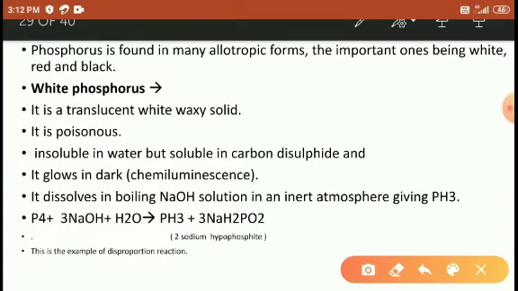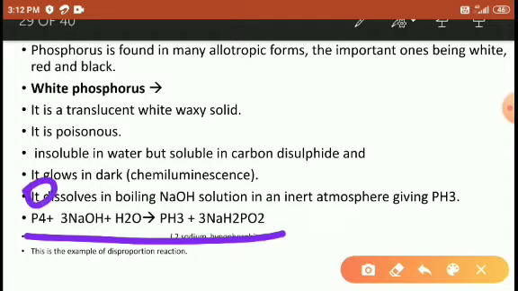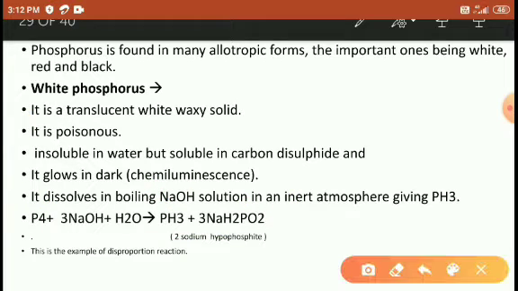In this single reaction, you may observe that phosphorus has different oxidation states: 0, +3, and here I think +1, students, right? So this is a disproportionation reaction. These are disproportionation reactions.